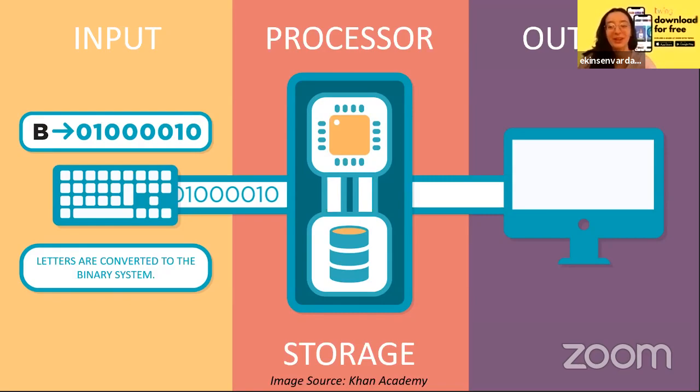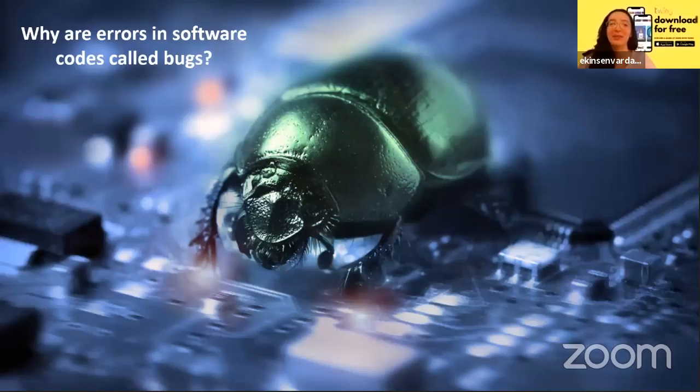So I have another question for you: why are errors in software code called bugs? I think this comes from the first instance where they encountered a program that suffered an error. They were trying to run a program and the computer was not working. When they opened the computer, they realized that there was actually a bug inside. There was a moth that went inside and short circuited the computer, so it prevented it from working properly.